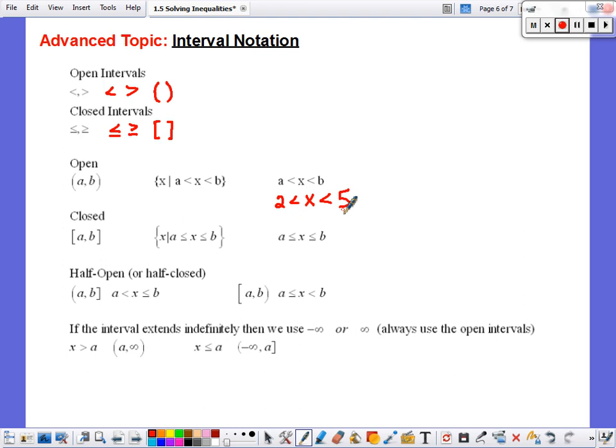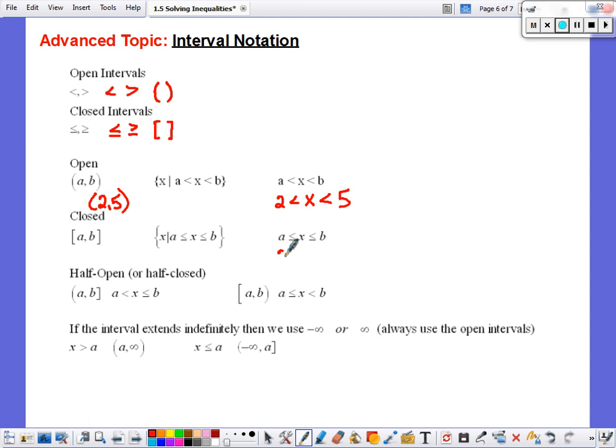So 3, 4, 2.5, 3.4, 4.1, whatever it is, all of those are sandwiched in between 2 and 5. That can be represented over here from 2 to 5. Not including 2, not including 5. Looks like an ordered pair, it's interval notation.